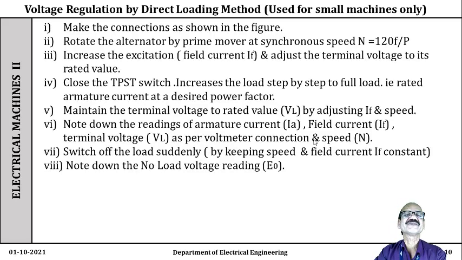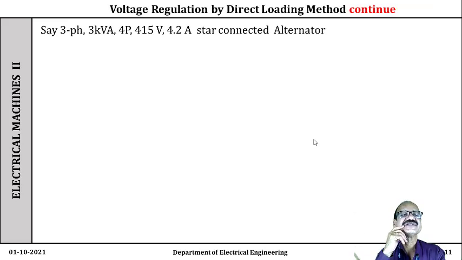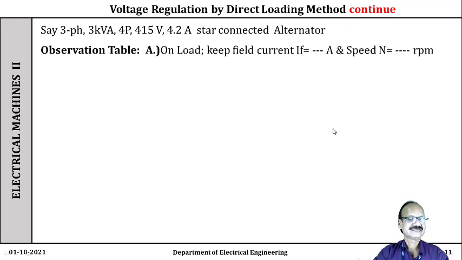Now observe carefully the procedure one by one. The procedure I have almost defined to you, and the formula for voltage regulation we have already explained many times. Now see the observations. Let us consider a 3 phase, 3 kVA, 4 pole, 415 volt, 4.2 ampere, star connected alternator.